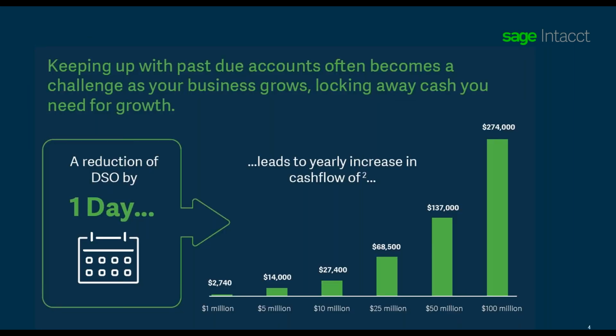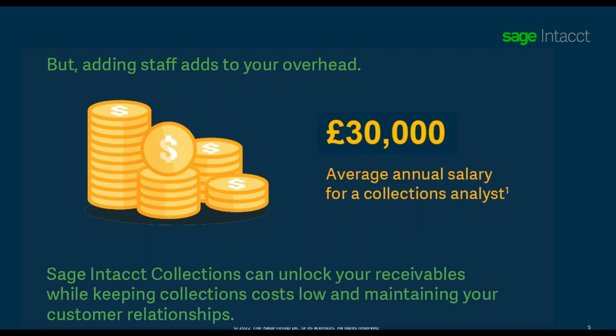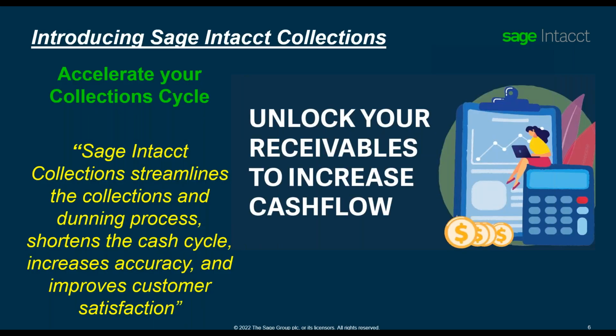So manually controlling the accounts receivable collections process can be a daunting task. In addition to the high invoice processing costs and utilising limited accounting resources, manual collections can also negatively impact your cash flow by increasing the days sales outstanding. Adding headcount can help to overcome the challenges, but this comes at a cost. Sage Intacct Collections streamlines the collections and dunning process, shortens the cash cycle, increases accuracy, and improves customer satisfaction.